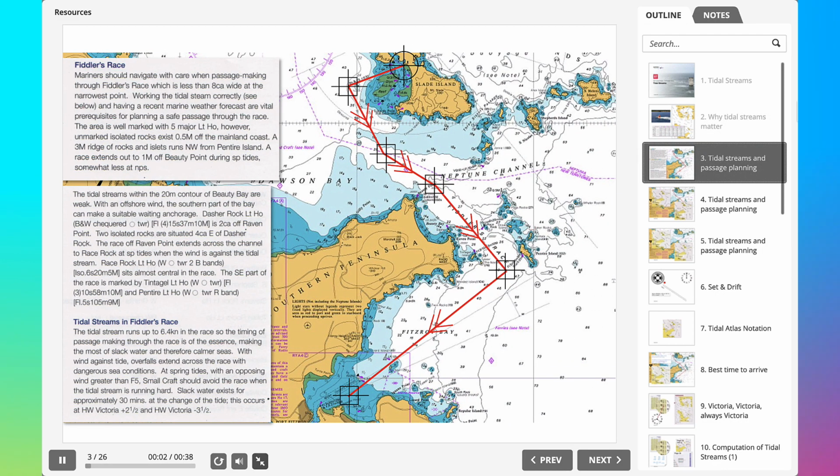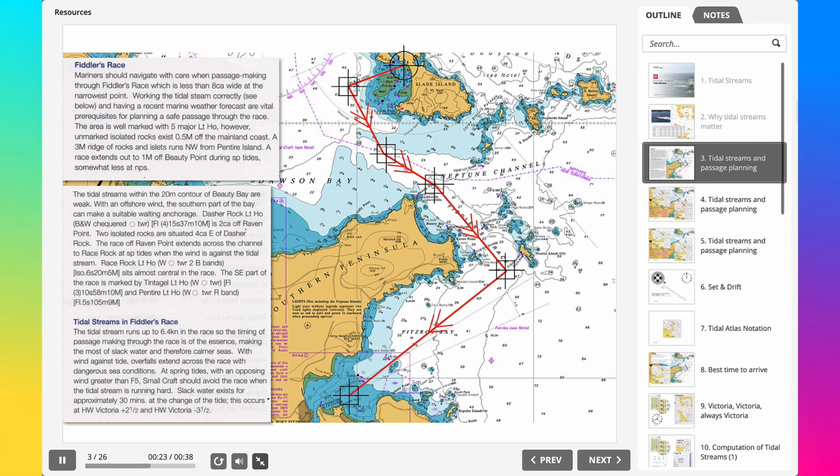Take a look at the southeast corner of your RYA Chart 3 and imagine that you are planning a passage from Port Slade on Slade Island to Port Fitzroy via Fiddler's Race, a distance of approximately 20 miles. See the sailing direction on page 69 of your training almanac.